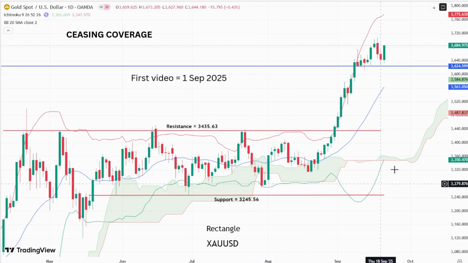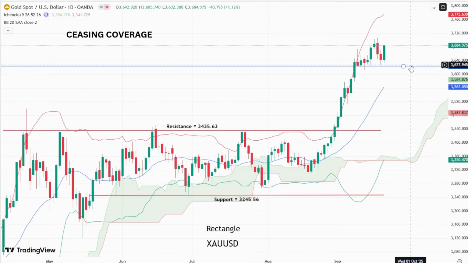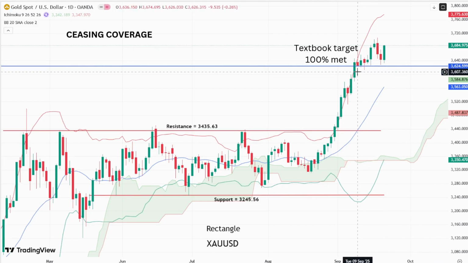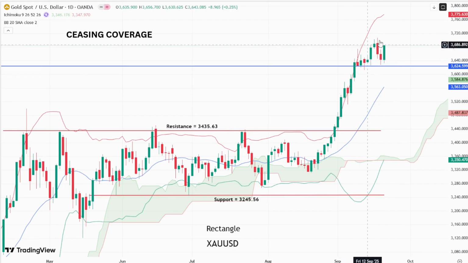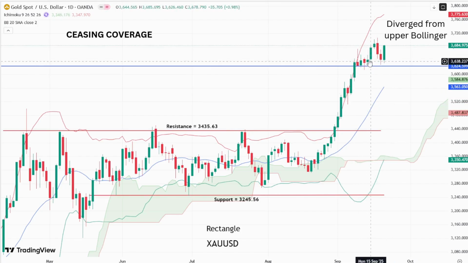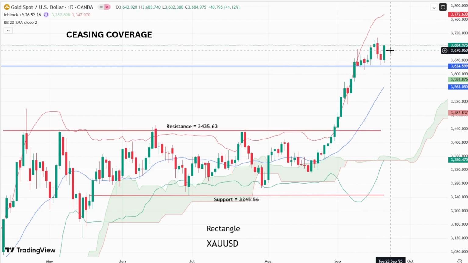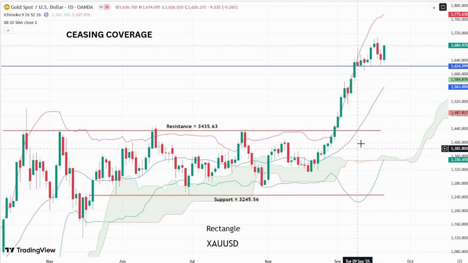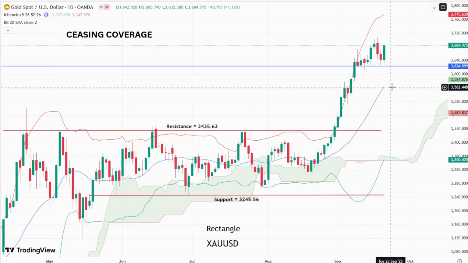The textbook target was at 3,625.59. This target was fully reached on the 8th of September. Just to add, price action we can see is starting to diverge from the upper Bollinger, and as I frequently said, breakouts are often accompanied by corrections to the points of breakout, which is currently at 3,435 before upside resumes. So I suspect the next move for gold is likely to be lower first.